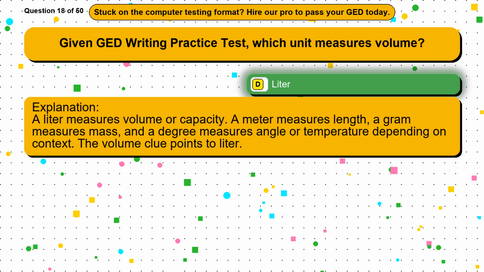A meter measures length, a gram measures mass, and a degree measures angle or temperature depending on context. The volume clue points to liter.